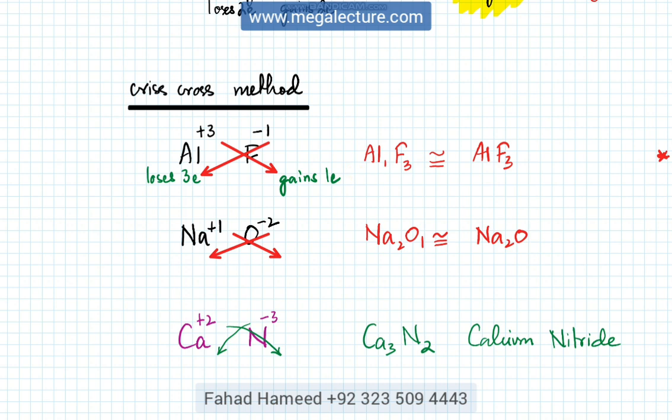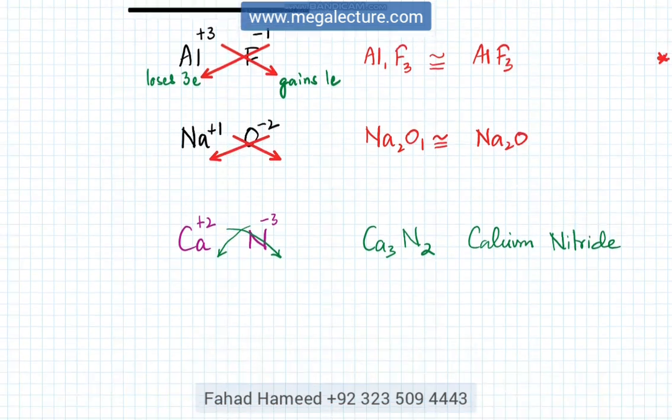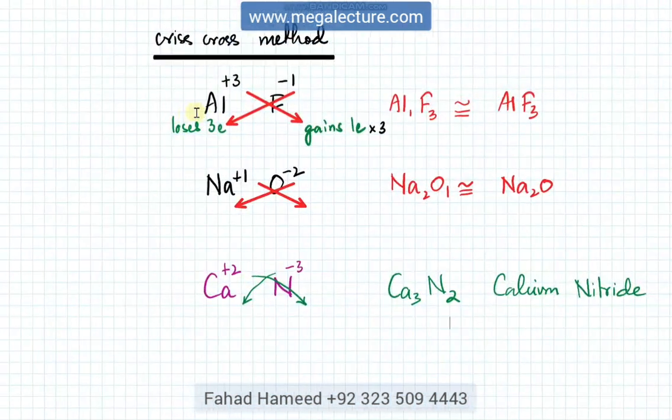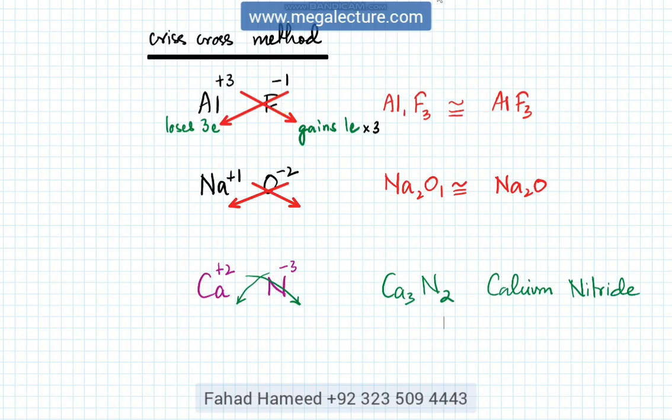Why 3 fluorines? Because if you have 3 fluorines, then the amount of electrons gained and lost becomes equal. Aluminium is losing 3 electrons. Fluorine is only gaining 1 electron. So if you have 3 of them, in total, they're going to gain 3 electrons. So there's 1 Al, and there's going to be 3 fluorines, all independently. Aluminium losing 3 electrons, fluorine only gaining 1 electron, so there's going to be 3 of them.